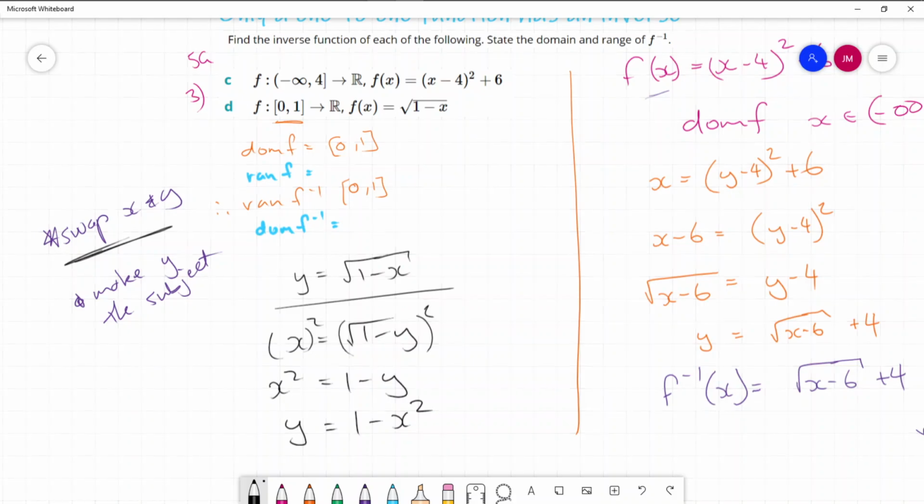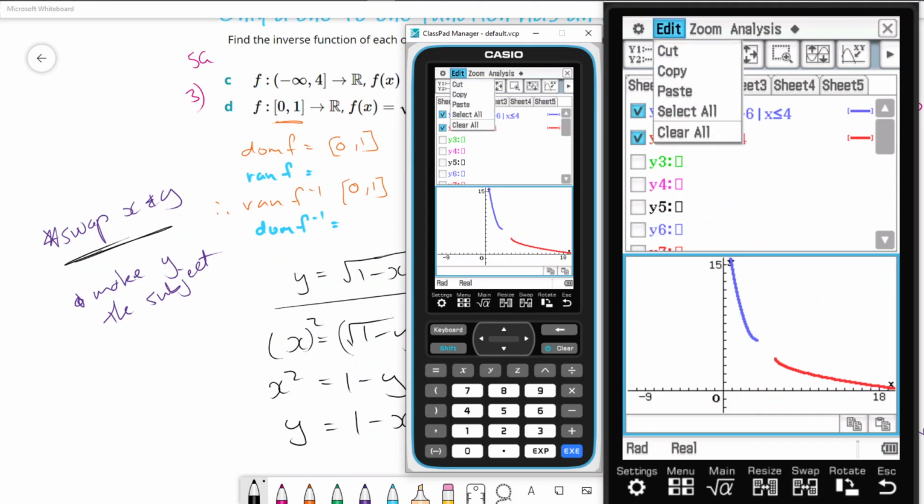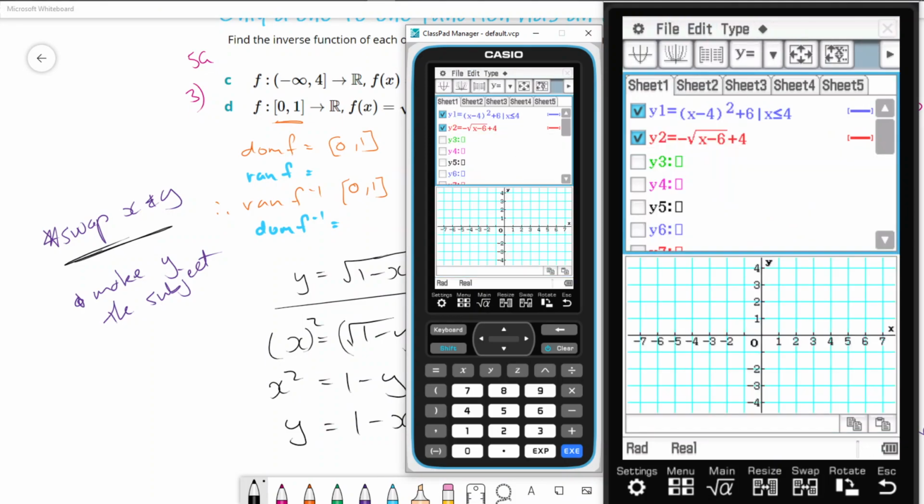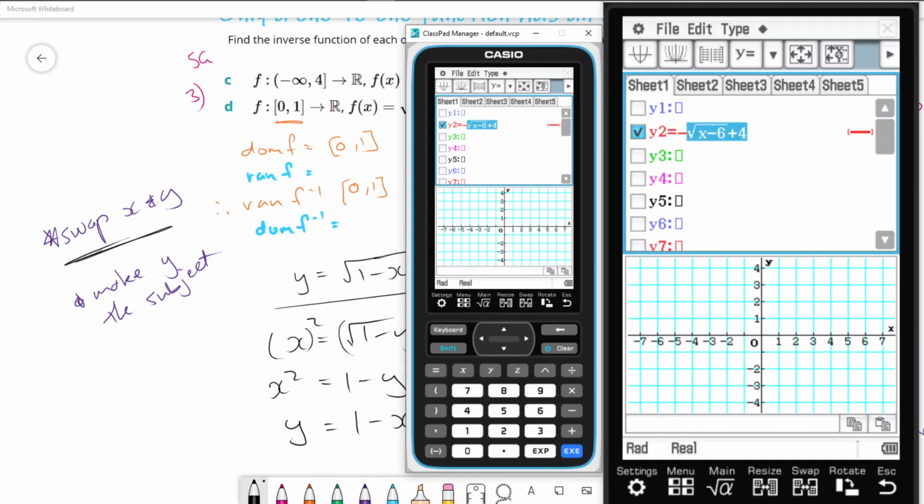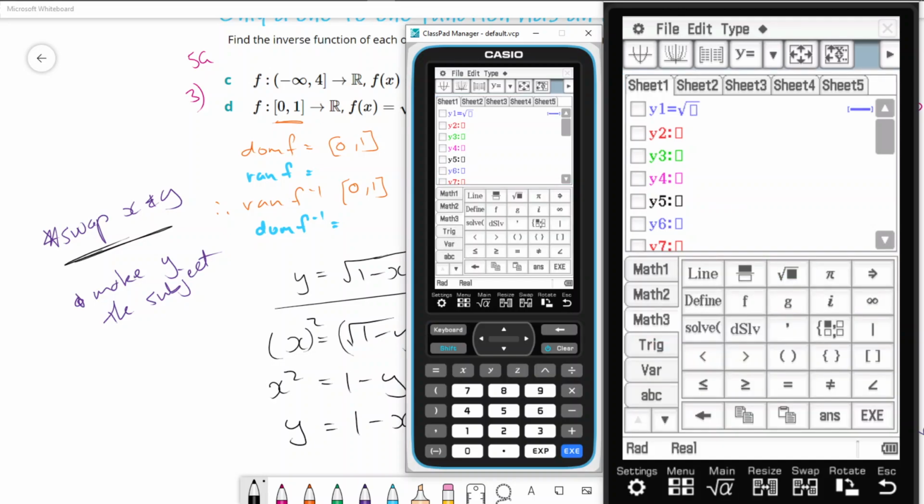Right, now if we look at our original function, again on our CAS, we'll do a quick sketch. Clear all. We had square root 1 minus x, and it was between 0 and 1. So 0, and they're both square brackets, so we want 0 less than or equal to x, which is less than or equal to positive 1. And our second one we said was 1 minus x squared.